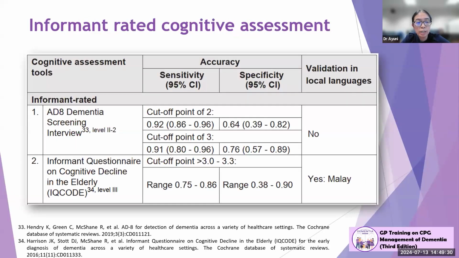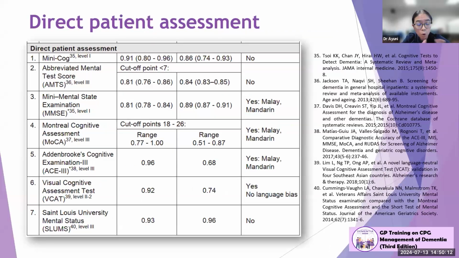Okay, so in our CPG, we list down those commonly used cognitive assessment tools for you to choose which one you think is suitable for your clinic. We divided them into informant rated and direct patient assessment. Informant rated means you ask the caregiver or the family members. There are two, one is AD8, one is IQCODE. IQCODE is validated in Malay. AD8 is not validated in Malaysia, okay? These are questionnaires, you ask the family members, then you score, then you can know which component is affected.